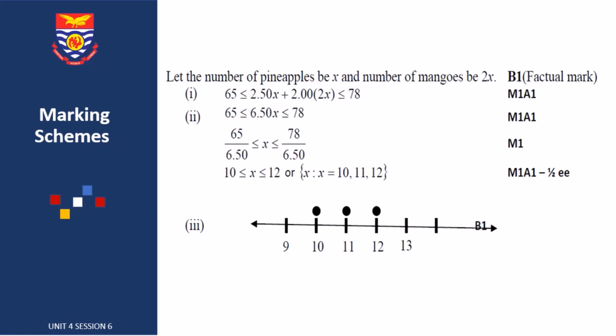And the second one, being able to divide, method is correct and it was accurate, so get A1. And then the third step and the final step, method is correct, the answer is correct. And then minus half E, the E stands for each error. You minus half for each error the student makes, and then the number line also is B1, that's a factual mark, that's a bonus mark. Okay, they are all correct.